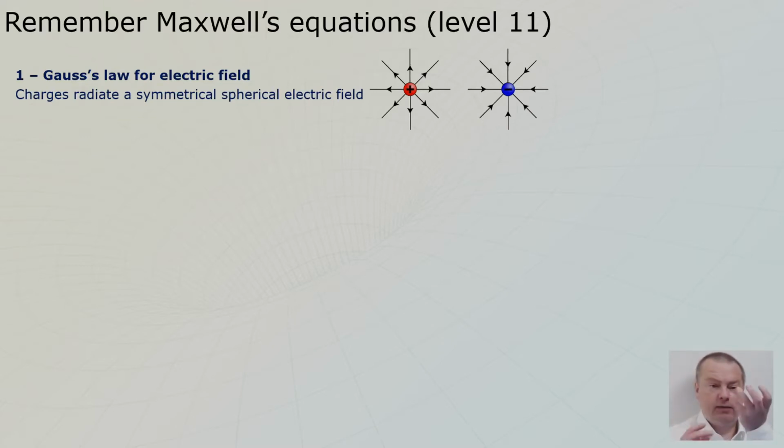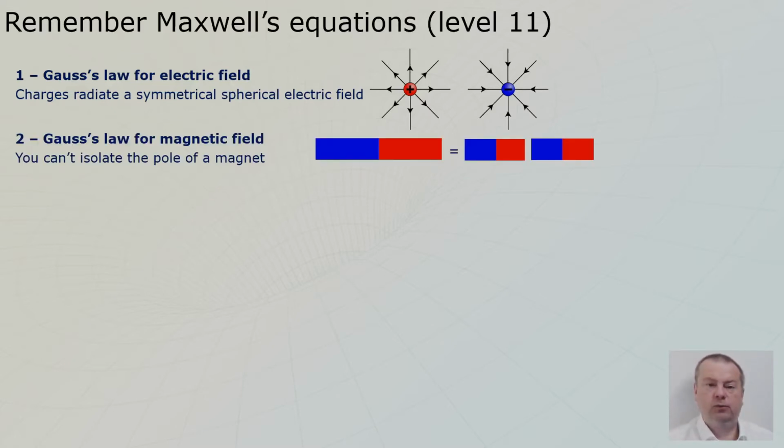If you have an electric charge, plus or minus, it radiates some mysterious electric field. If it's plus, it radiates outwards, and if it's negative, then the field lines of the electric vector field are coming in. Here they are.